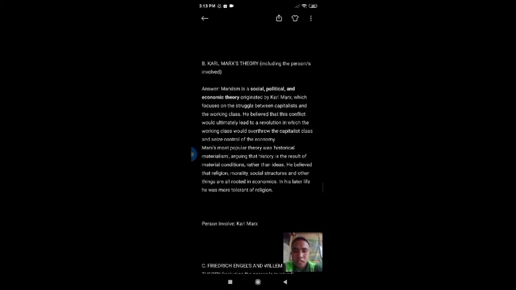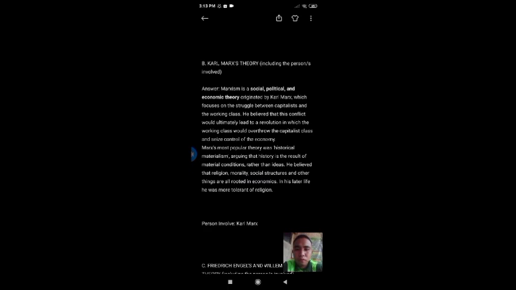Letter B is Karl Marx's theory. Marxism is a social, political, and economic theory originated by Karl Marx, which focuses on the struggle between capitalists and the working class. He believed that this conflict would ultimately lead to a revolution in which the working class would overthrow the capitalist class and seize control of the economy.